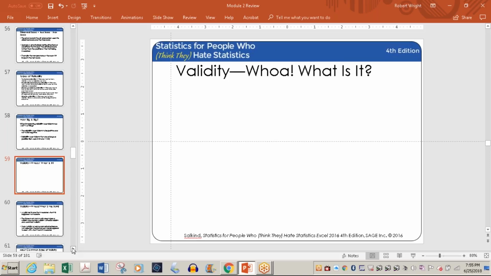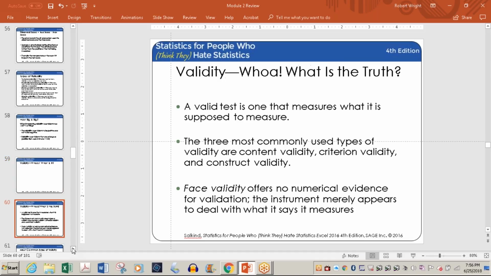Validity. Again, reliability and validity get mentioned a lot together, but validity is something different. When we talk about validity, what are we talking about? Does it test what it's supposed to? Does it accurately test whatever it is you're trying to test? Exactly. Does it do as it says it's doing? That sounds simple, but it doesn't always happen that way.